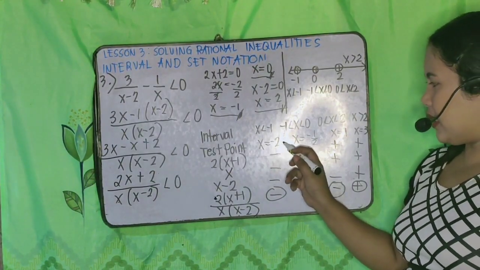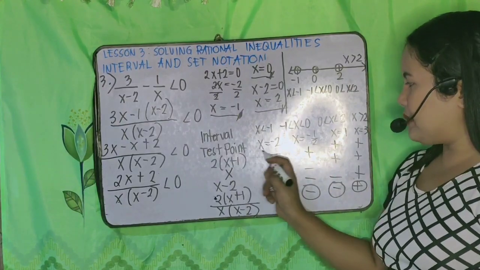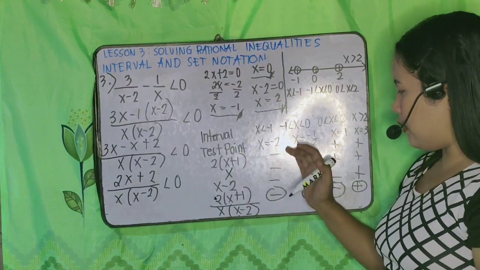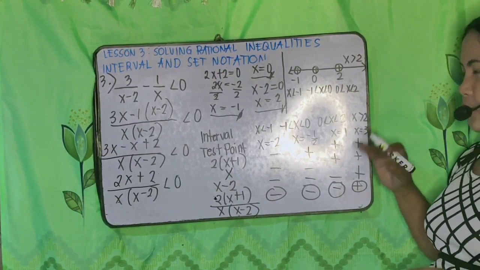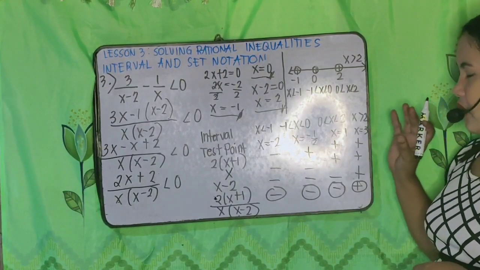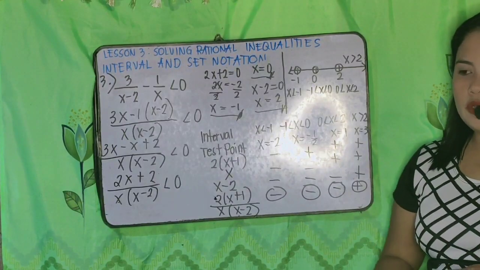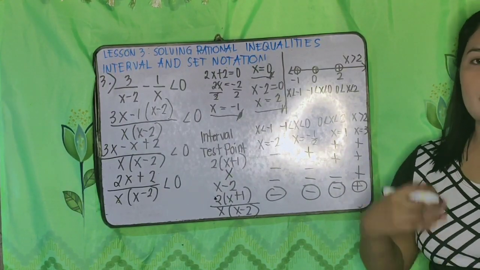I-evaluate pa natin yung negative 2. So, let's say 2 times negative 2 plus 1. So, ito po yung mga sagot natin dito. So, hindi ko na po siya iisa-isahin kasi naturo ko na po siya sa 2 example natin. Okay? So, after makagawa ng sign table, of course, yung pinaka-final answer natin or yung solution set natin.